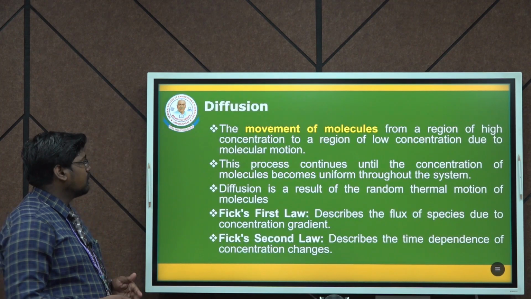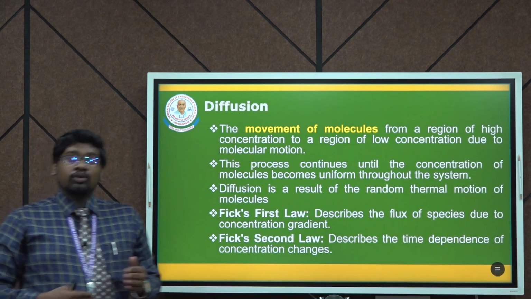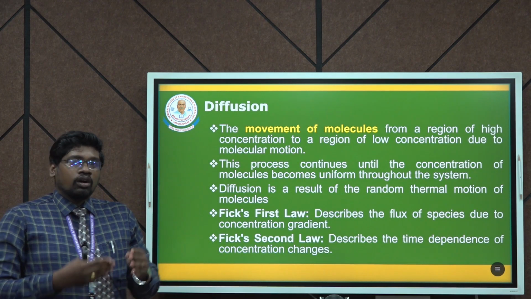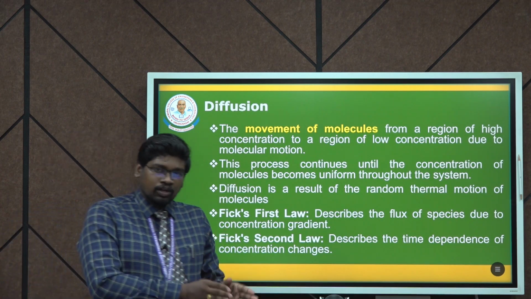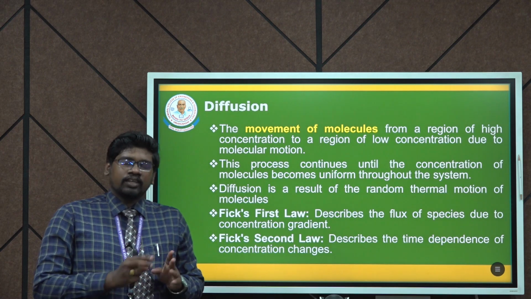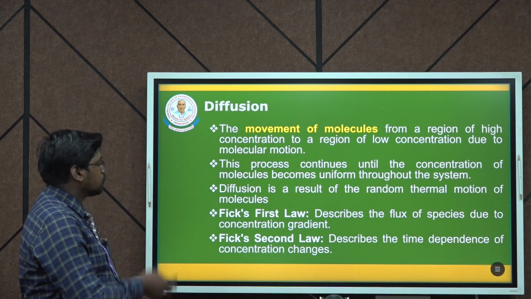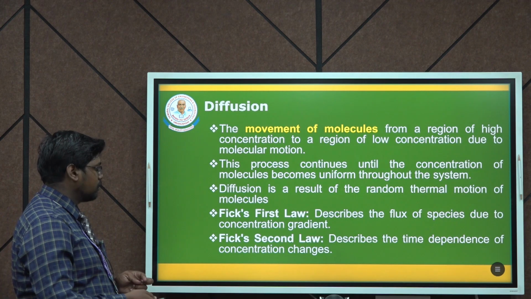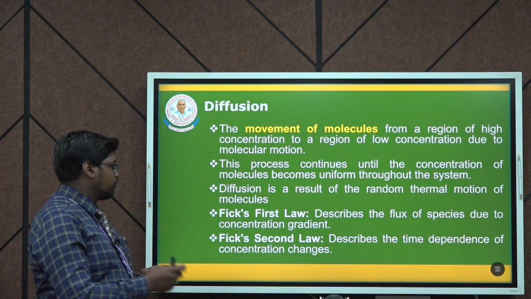So what is diffusion? Diffusion is the movement of molecules from a region of a higher concentration towards a region of a lower concentration till the equilibrium is obtained. So the molecules that are present in the higher concentration move towards the lower concentration region until the concentration of the molecules that is present is entirely equal in all the regions. So this process will continue until the concentration of the molecule is uniform throughout the system. So diffusion is a result of the random thermal movements of the molecules.